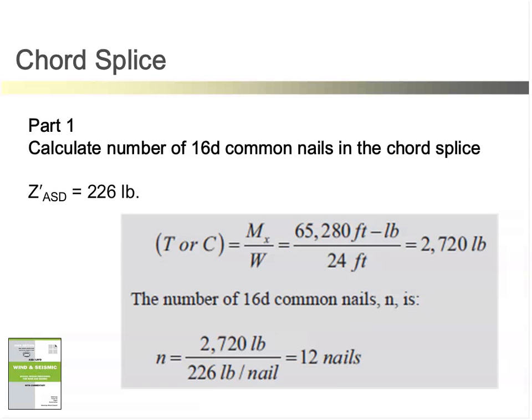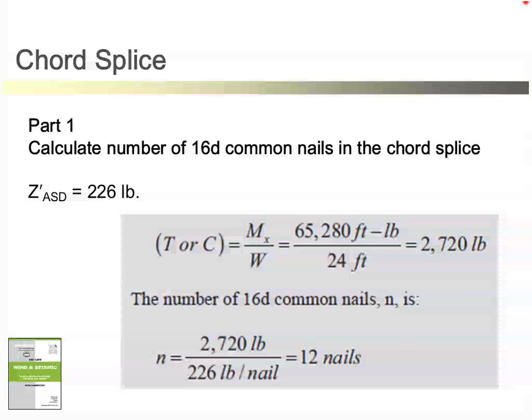So we talked about this earlier, calculating the number of nails required in the chord splice. I probably jumped the gun a little bit, but you can see it spelled out a little more clearly here. A little bit bigger text to make it clear, but we're using the maximum moment at the joint splice locations divided by the width to come up with the number of nails.